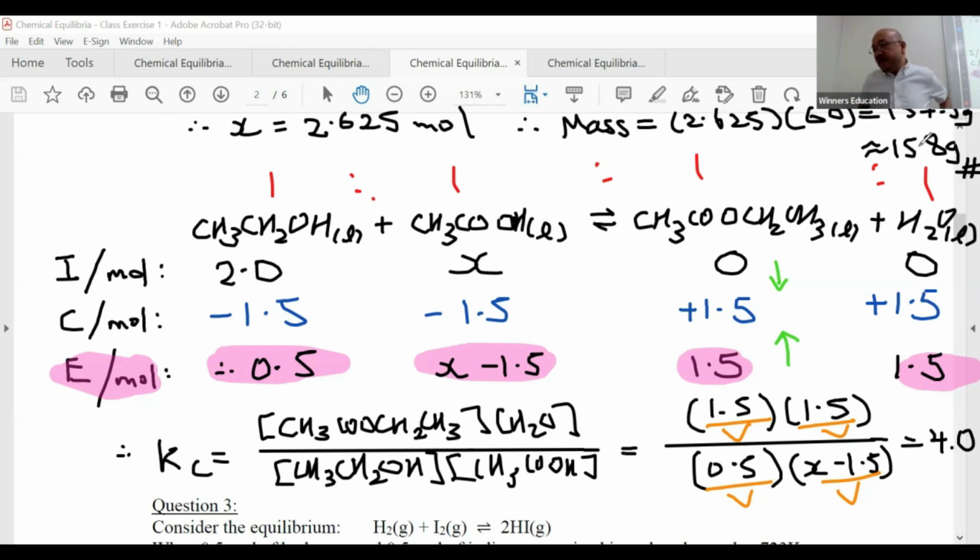The whole idea is just to play around with the ICE table. If there's no ICE table, then it's even easier. Go straight to the point, calculate the Kc and whatnot. It's not a difficult topic, just that when you link it to other topics, then it's a bit more fun.